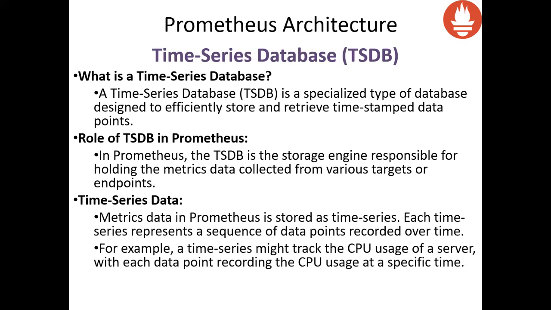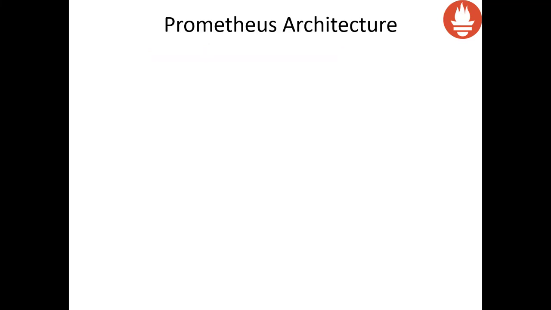Time series data. Metric data in Prometheus is stored as time series. Each time series represents a sequence of data points recorded over time. For example, a time series might track the CPU usage of a server, with each data point recording the CPU usage at a specific time.